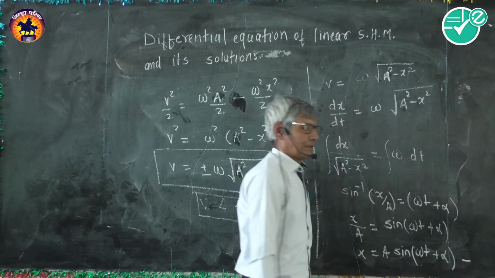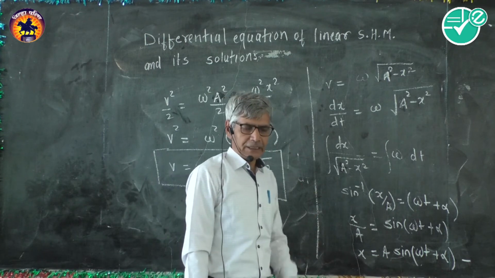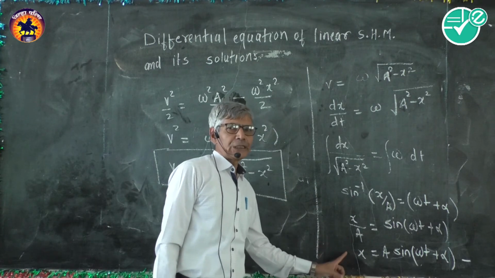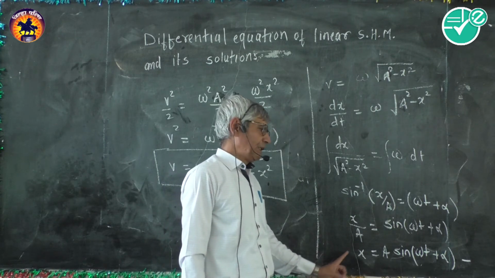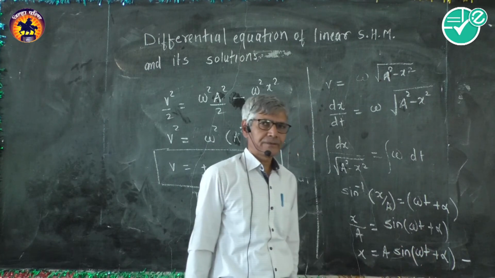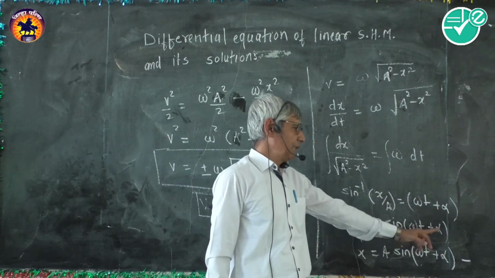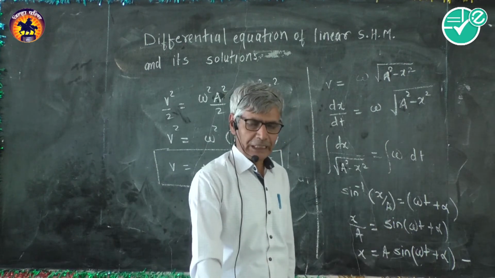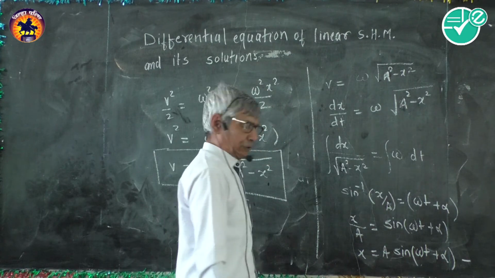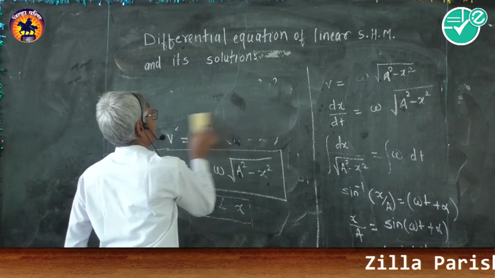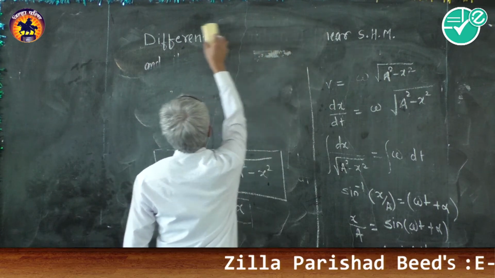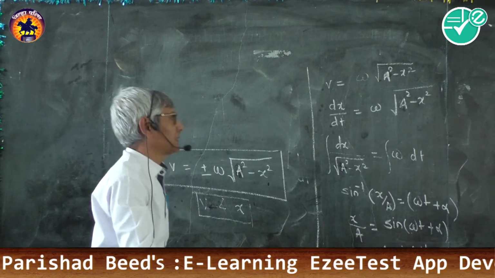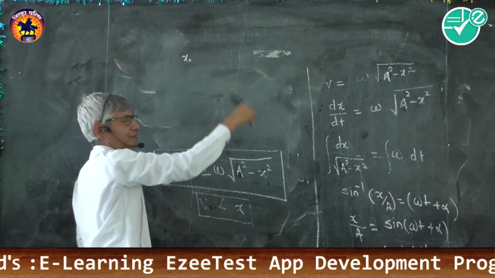So this is the second equation, second solution of the differential equation. It represents the linear displacement of the particle from the mean position at the given instant t. In this equation, alpha is the constant of integration and its value depends upon the initial conditions. At t equal to 0, suppose the particle is at position x0.